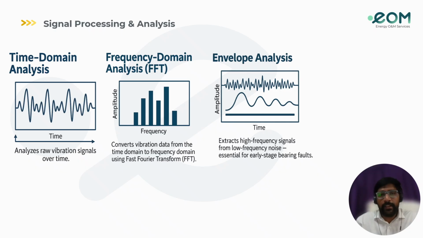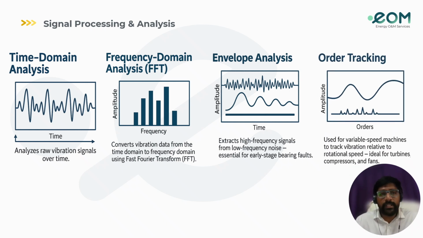It extracts high frequency signals from low frequency noise, and it's really helpful for early stage bearing faults. And the fourth one is order tracking, used for variable speed machines to track vibrations relative to the rotational speed, and ideal for turbines, compressors and fans as well. So now we'll see the common faults and the diagnostics of those faults.